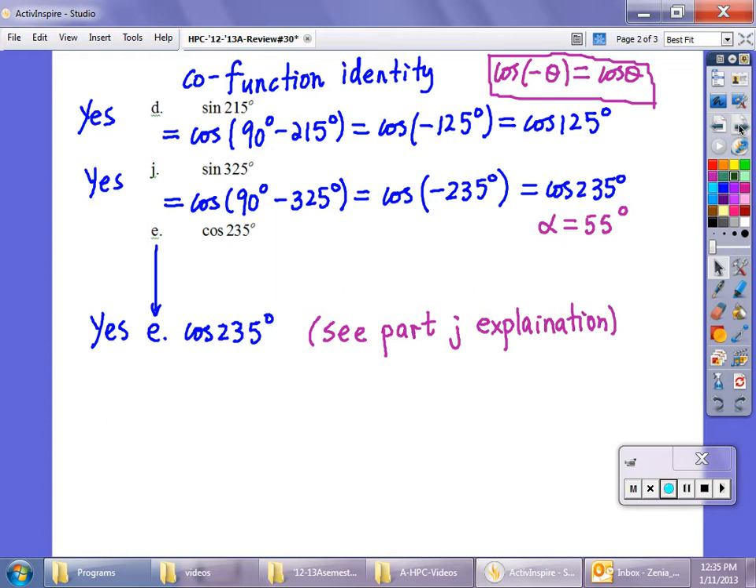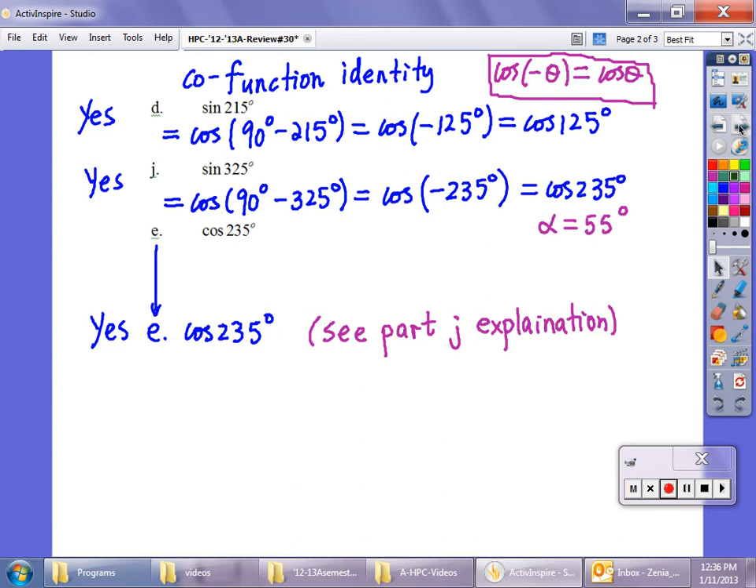The answer for J is yes as well, because one can use the cofunction identity to write sine 325 degrees as cosine of 90 degrees minus 325 degrees, which is cosine of negative 235 degrees, which is the same as cosine 235 degrees. Cosine 235 degrees is negative, similar to cosine 125, which is also negative.